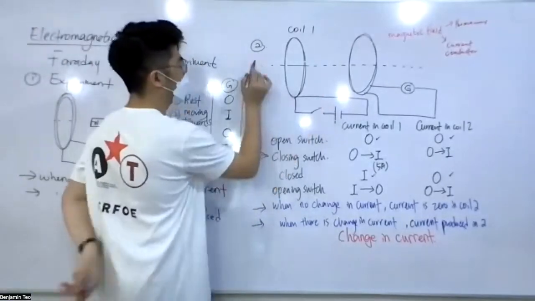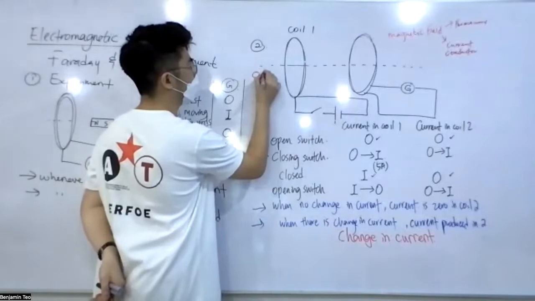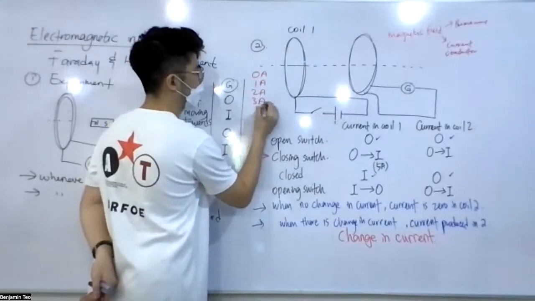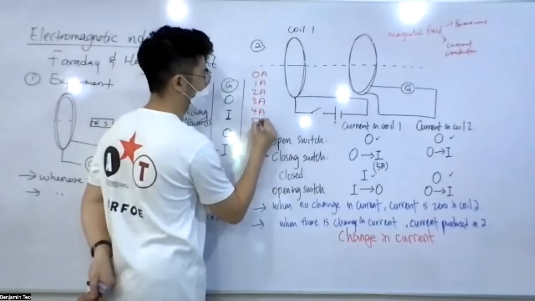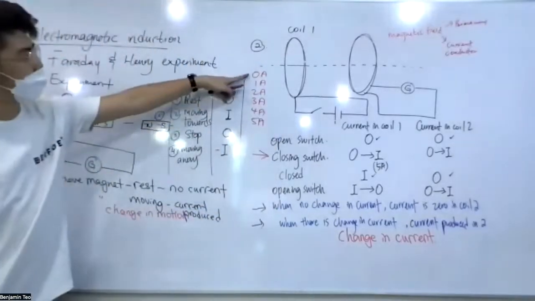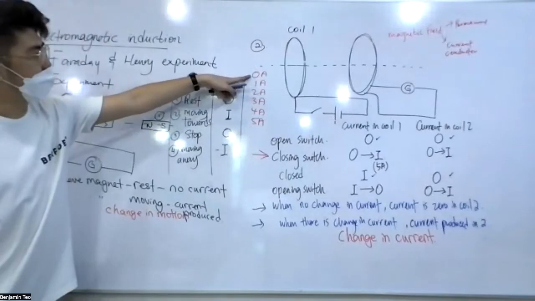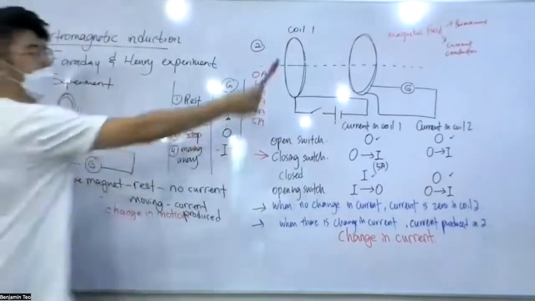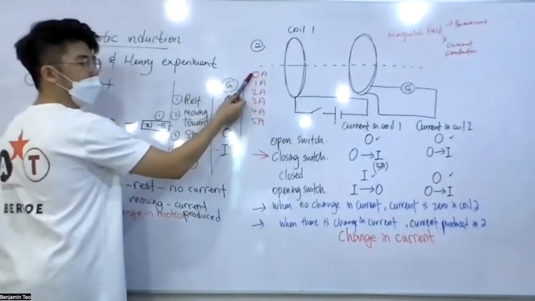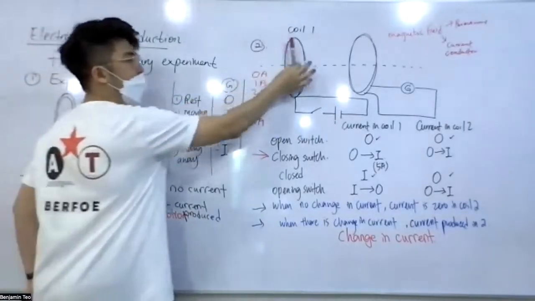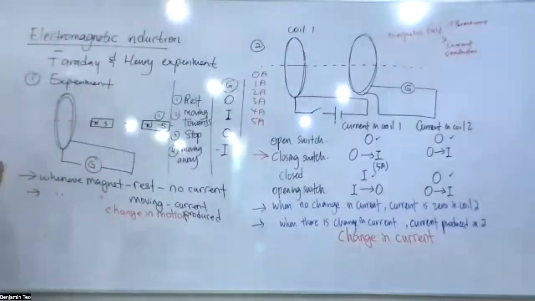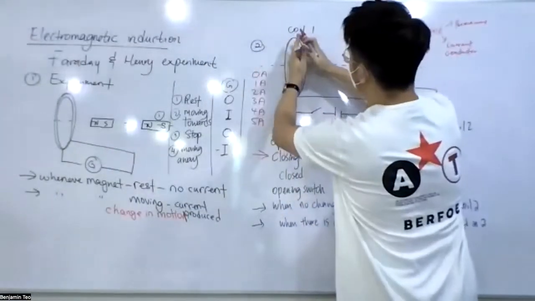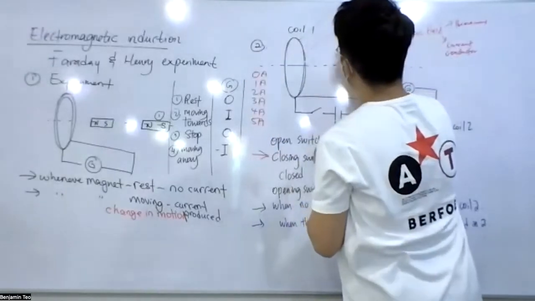When I close the switch, current increases from 0 ampere, 1 ampere, 2 ampere, 3, 4, 5 ampere. At 0 ampere, what is the magnetic field produced? The magnetic field produced by coil 1 is 0, because current is 0. At 1 ampere, there is a magnetic field, right? Think of it like this: coil 1 is giving off its magnetic field.